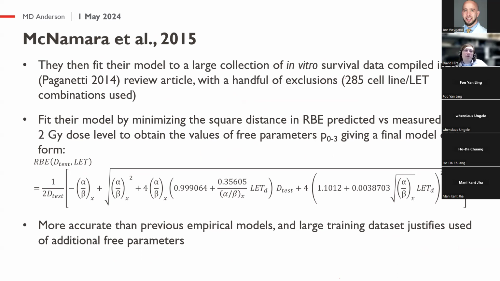So the final formulation of the model is this big expression that you see here on the bottom. And this is regarded as the best empirical model we currently have for proton RBEs, since it uses a relatively small number of free parameters, just 4, and it's more accurate than the previously established models because it's trained on this huge data set.